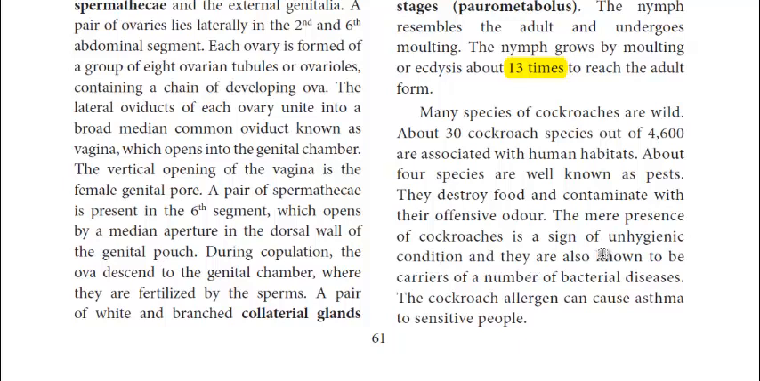And they are also known to be carriers of a number of bacterial diseases. Bacterial diseases, yes, of course, it acts as a vector. In the introduction part itself, we studied that it is a vector. It carries bacteria and causes disease. The cockroach allergens can cause asthma in sensitive people.